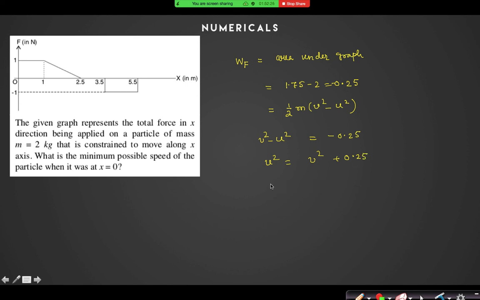And what is the minimum value of u? Can I say in that case v should be 0? Yes, sir. So what will it be? 0.5. 0.5 meter per second. That should be the answer.